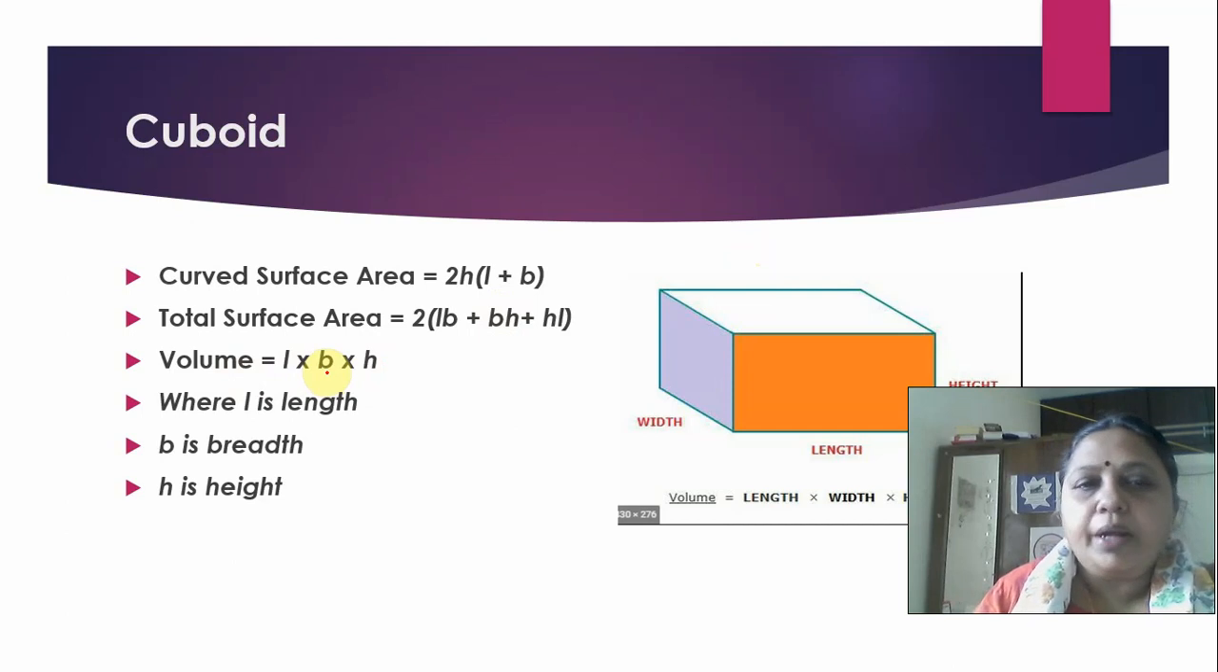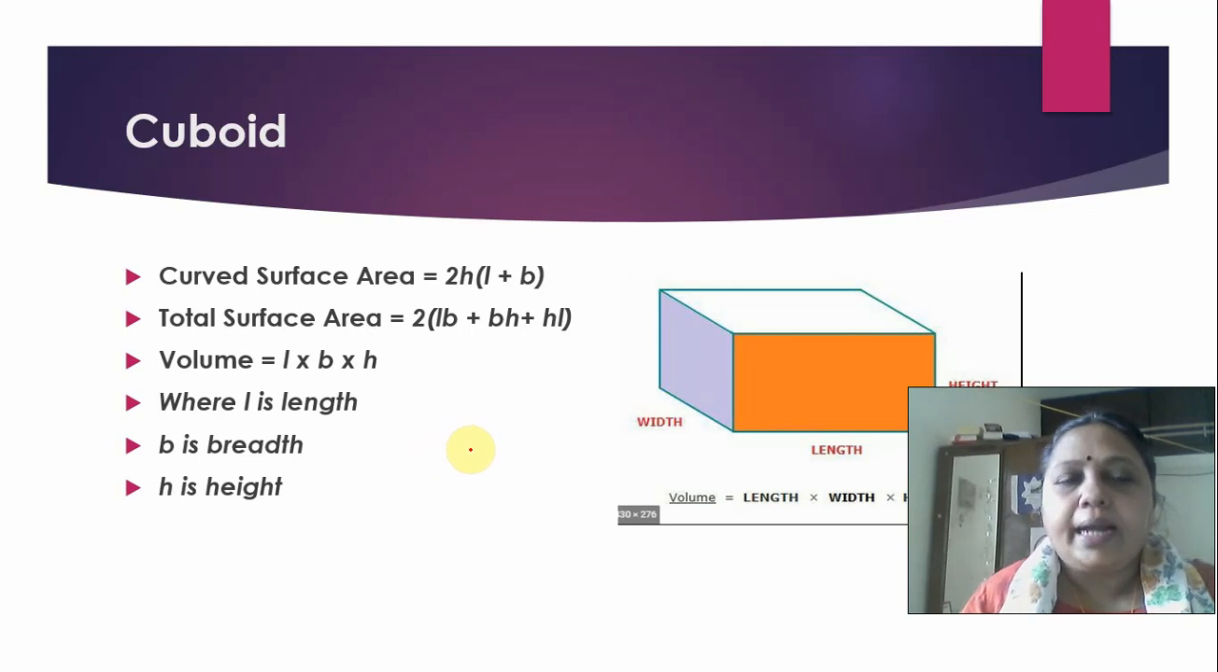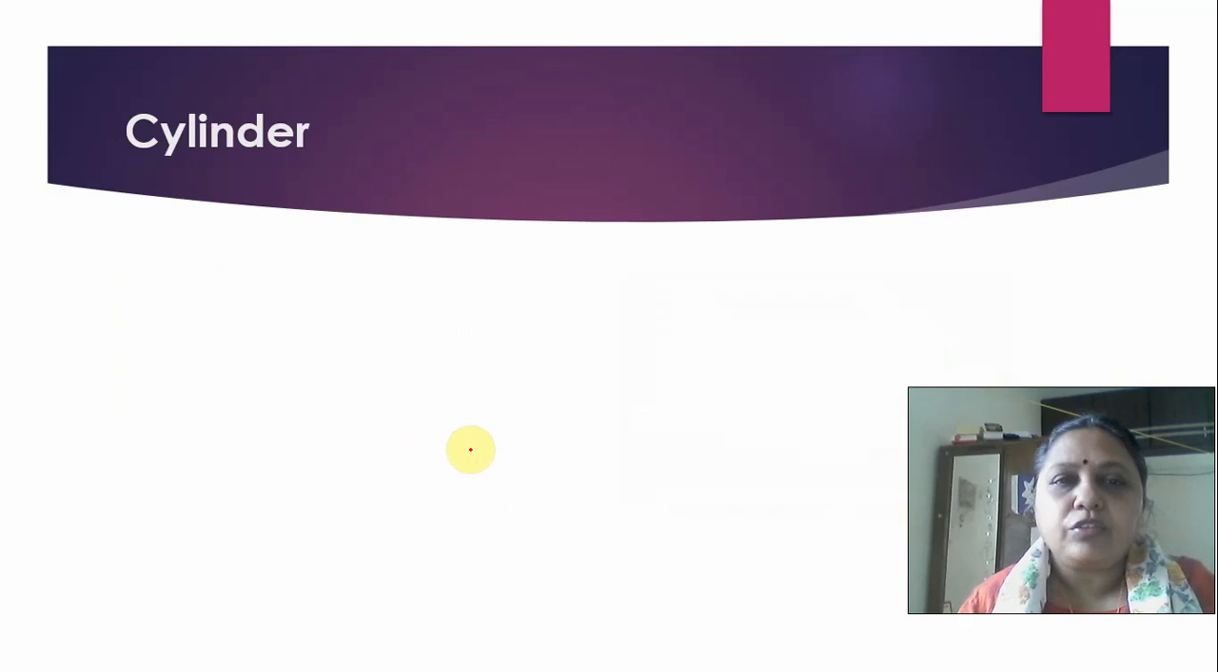Volume of a cuboid is given by length into breadth into height. Volume gives us the capacity of the cuboid, how much quantity it can hold. I hope you understood all the dimensions of a cuboid. Now let us go to the next figure.